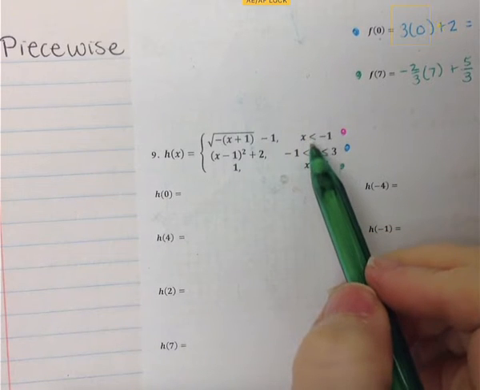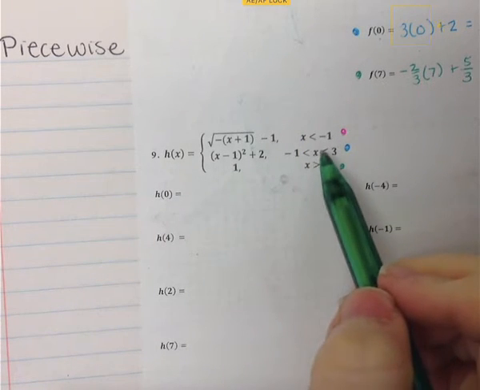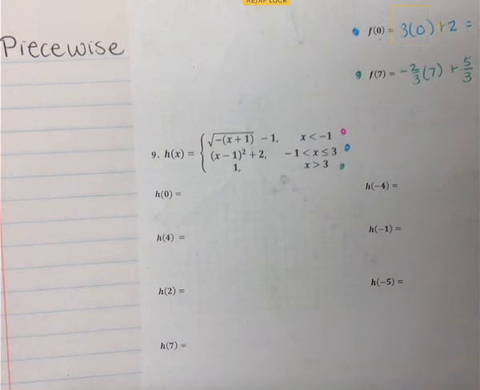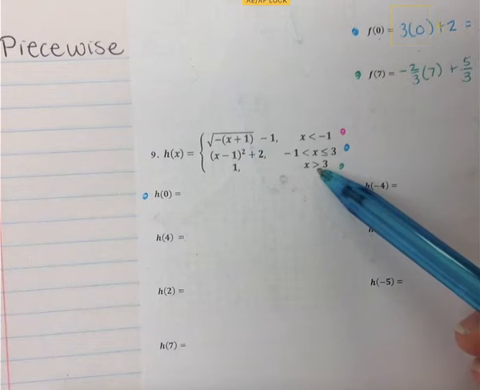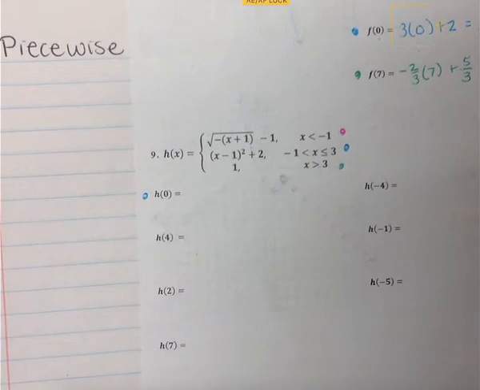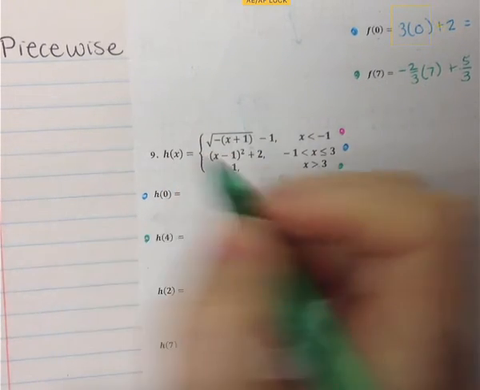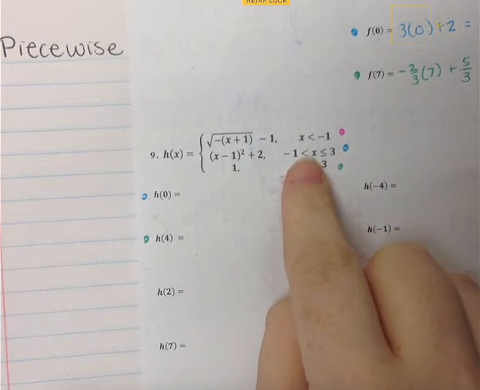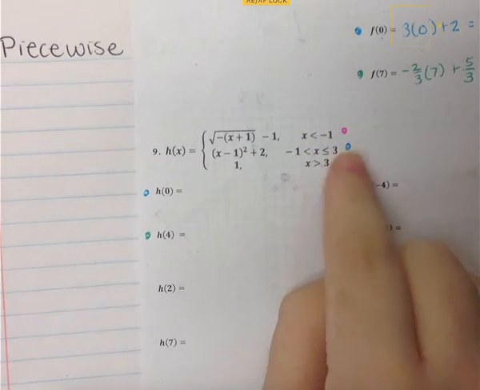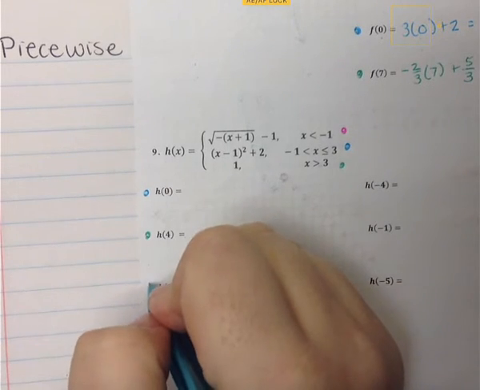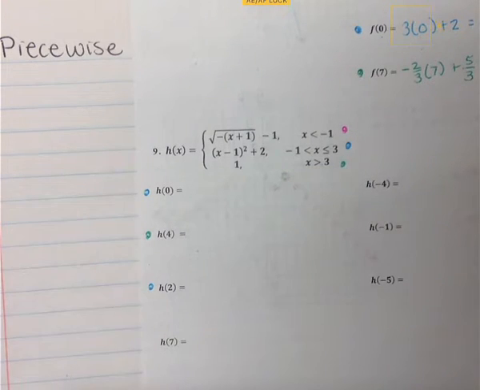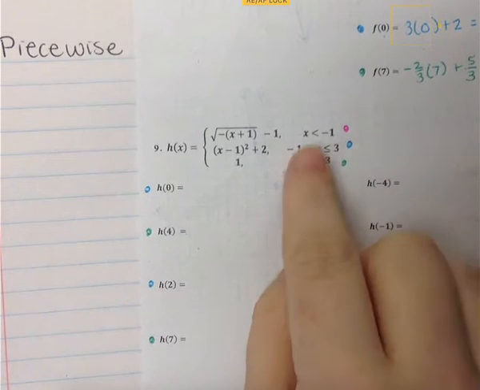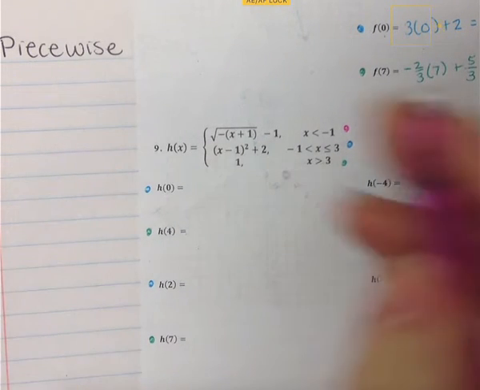0. Is 0 less than negative 1? No. Is 0 between negative 1 and 3? Yes, so it's blue. 4. 4 is bigger than 3, so it's going to be the green. 2. 2 is between negative 1 and 3, so it's going to be the blue. 7. 7 is bigger than 3, so it's going to be the green. Negative 4. Negative 4 is smaller than negative 1, so it's going to be pink.